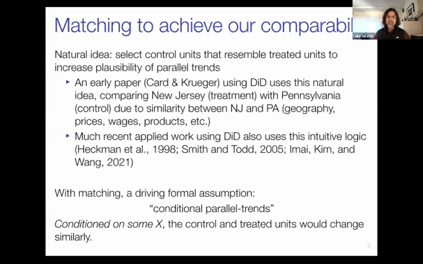This means we want to be able to say with a straight face that our treated units and our control units would have grown the same amount if we hadn't treated the treated units, which raises the question of which control units we can make that claim about. A natural idea is to select control units that resemble our treated units in a variety of different ways. This can be done informally or formally, or both. An early paper used this natural idea, comparing New Jersey to Pennsylvania, because they argued that New Jersey and Pennsylvania, near their border, are geographically similar. So we would expect wages in either state to change roughly the same way and react to the economy roughly the same way over time.